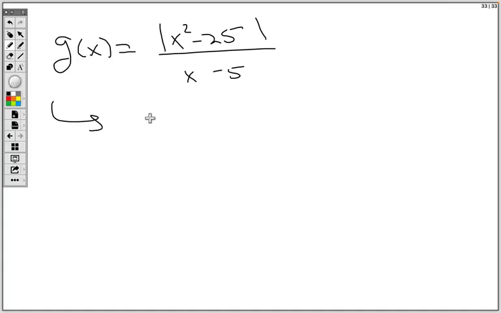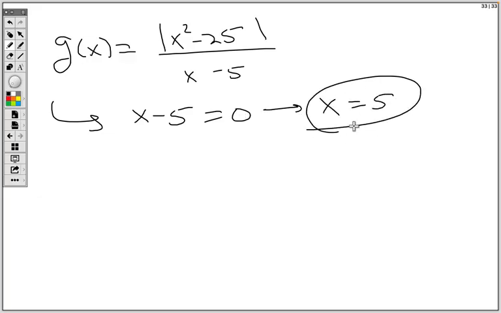Once again, we have a fraction. We're going to set that denominator equal to 0. And so x equals 5 is where we're going to have a discontinuity. So the question is, what kind of discontinuity are we going to have? So we need to look at the limit.